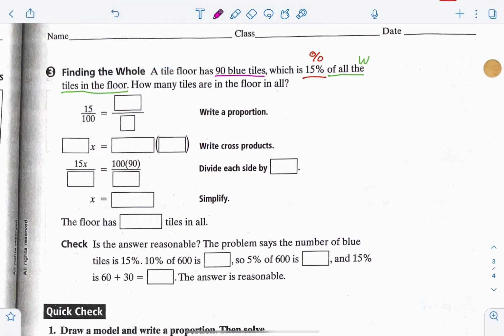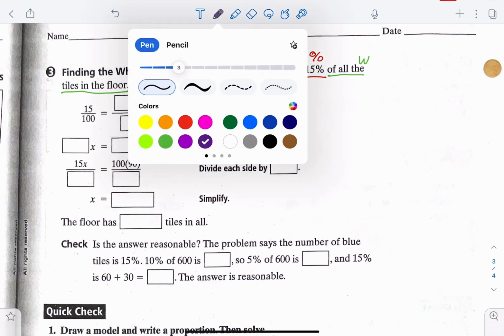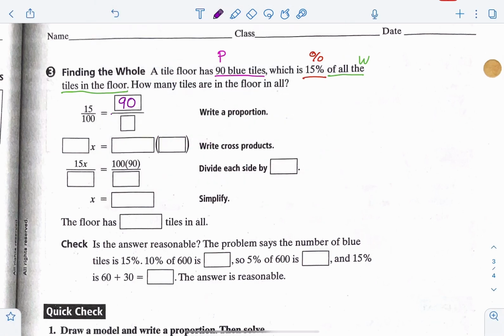is 90 blue tiles. So setting up our fractions, we have 15 over 100, because we have percent over 100, equals part over whole. Part is 90 over our whole, which we don't know, so we're using an x. So to set it up, we have 15 over 100 equals 90 over x, because that's percent over 100 equals part over whole. Now we're going to do some cross products.